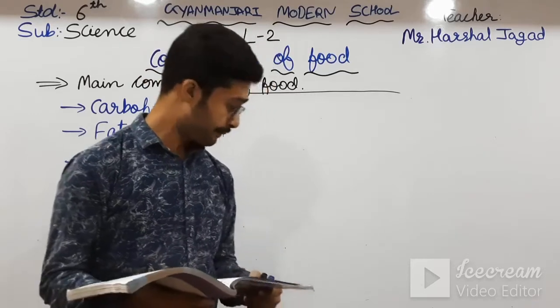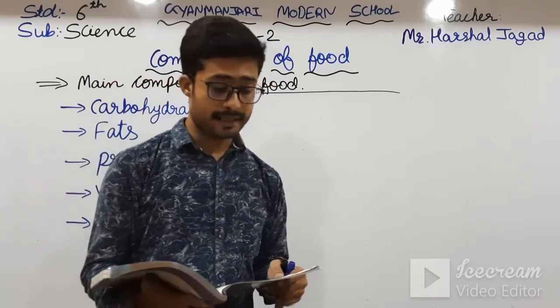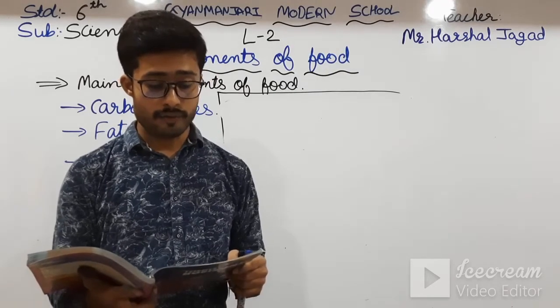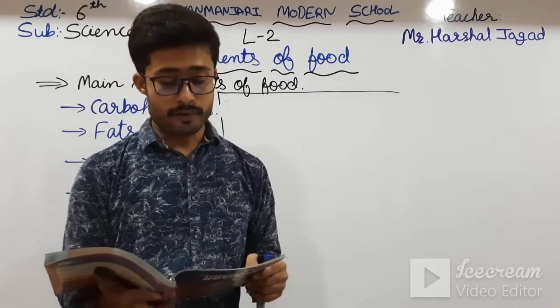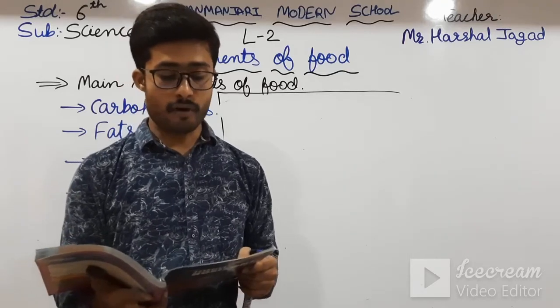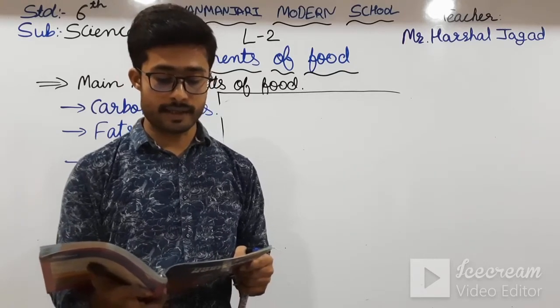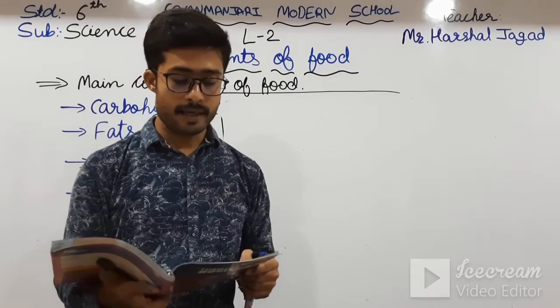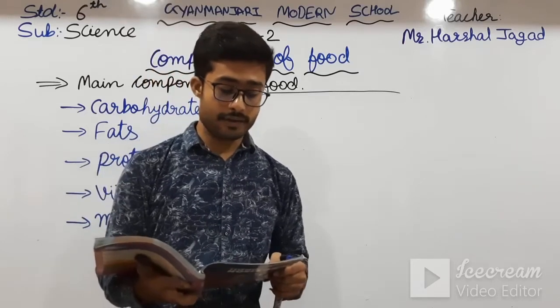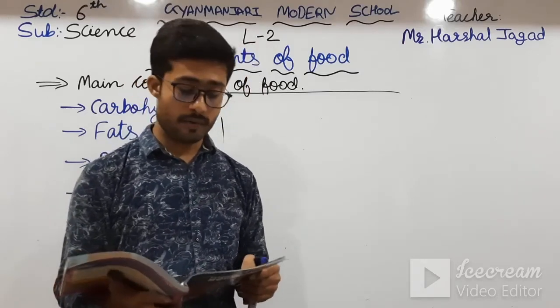Okay students, now we will discuss the method. Crush a small amount of the food sample and add it to the test tube. Add some water to the test tube and shake it. Add a few drops of Benedict's solution to the test tube. Heat the test tube for about 1 minute.